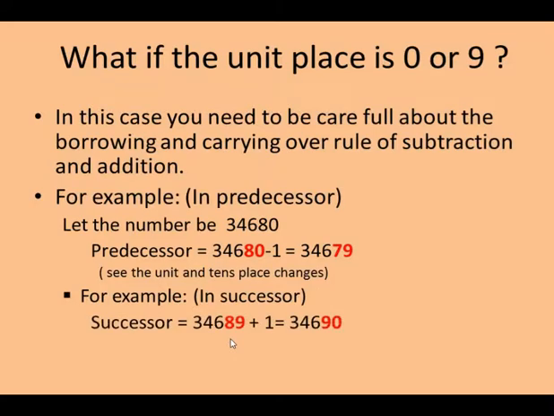Then for successor, what do we do if the unit place is 9 and we have to add 1? Now when the unit place is 9 and we are adding 1, 9 plus 1 is 10, so the carryover 1 will be moved to the next digit. Here you can see 89 plus 1 will become 90. So the result will be 34,690. So the successor for 34,689 will be 34,690. This thing we have to keep in mind, and we can see that the unit and tens place have changed.